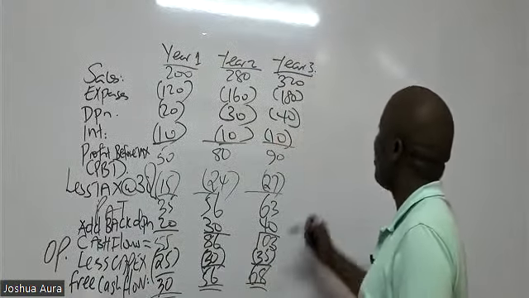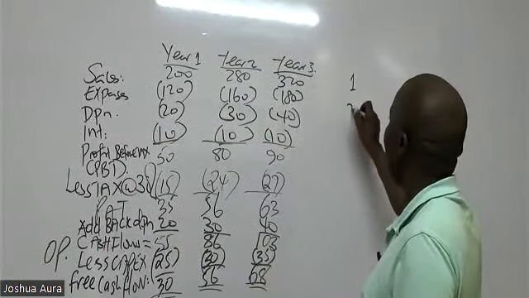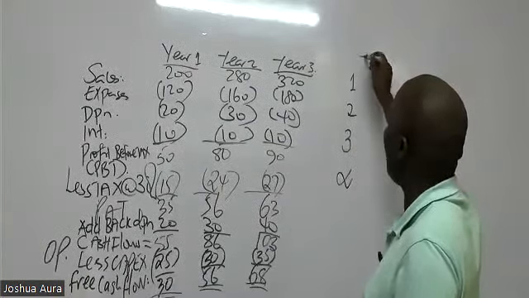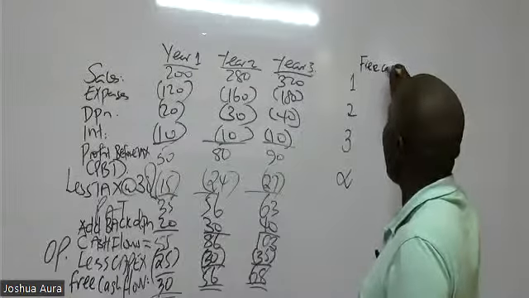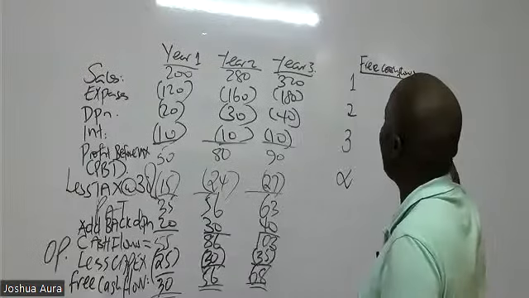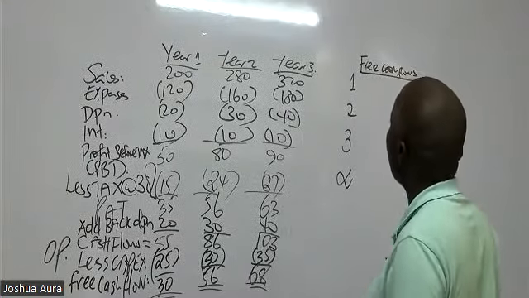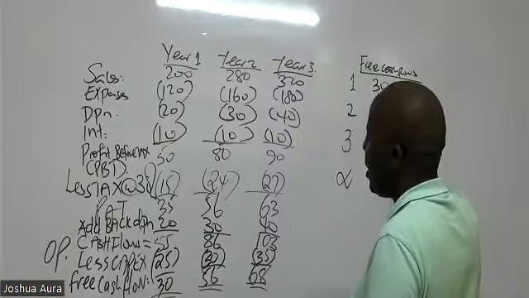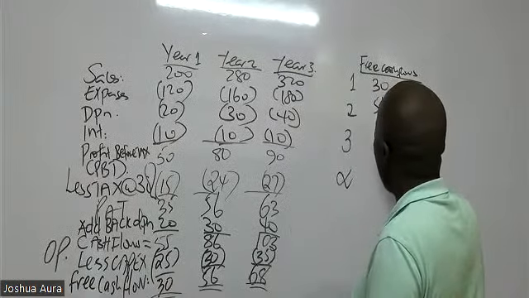Alafu ukuje usimamishe na useme year 1, year 2, year 3 na kuna infinity. Sasa hapo weke free cash flows are the ones we use for valuation purposes. For valuing target companies, we shall be using free cash flows. So we have 30, 56, and then we have 68.